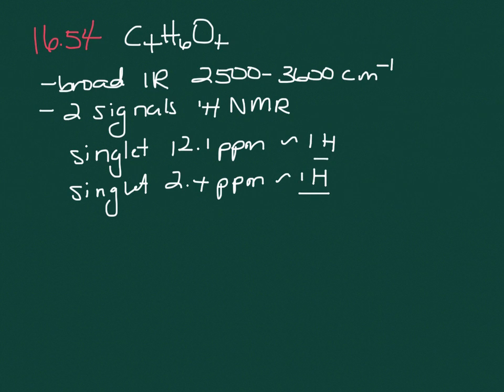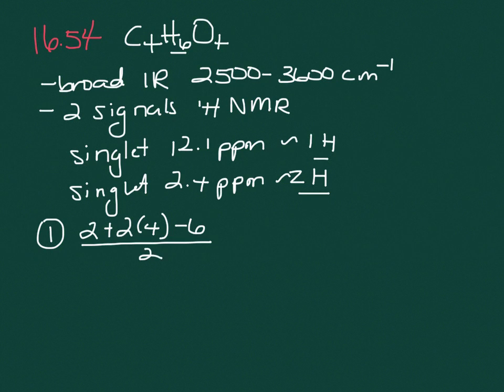Now we know that this is not the case, that we're going to have to, this one has a relative integration of 2. We have 6 hydrogens here, so we have to do some kind of multiplication. Alright, so let's determine the degrees of unsaturation. That's step number 1. So it's 2 plus 2 times 4 minus 6, all divided by 2. So we have 10 minus 6 equals 4. So we have 2 degrees of unsaturation.